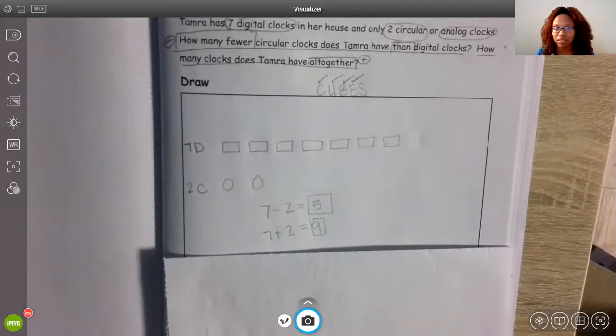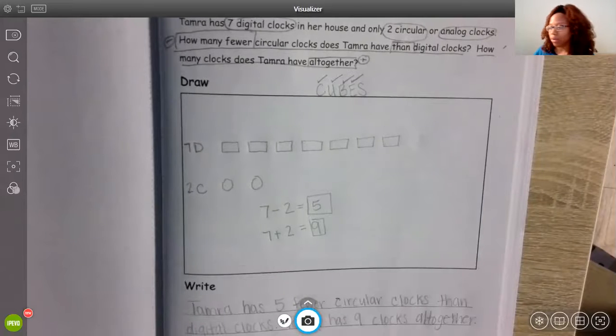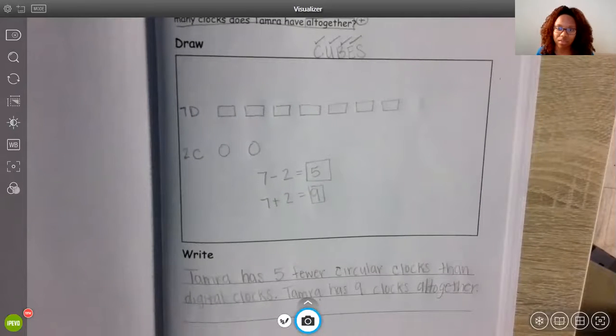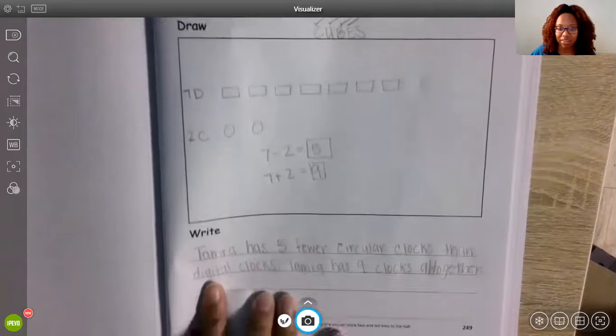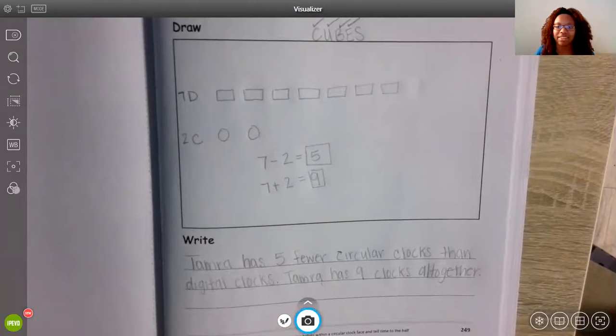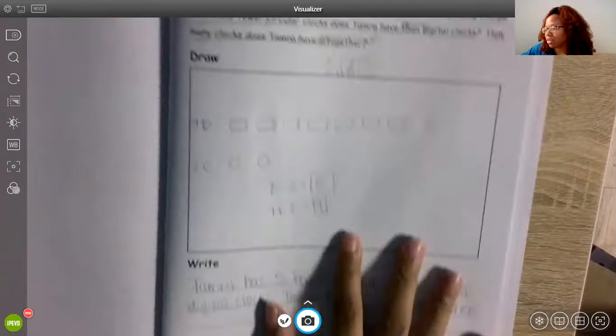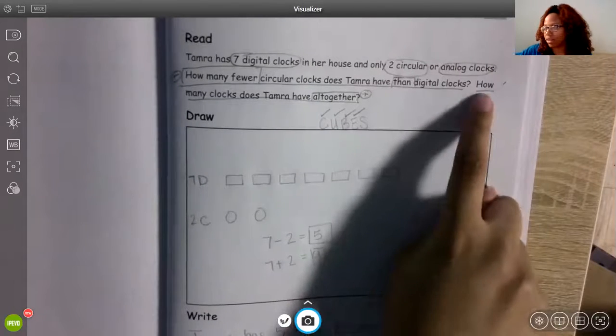And now you have to have 2 sentences, or 2 statements, that answer both of your questions. What did you write? Okay, those sound like some nice sentences. For mine, I wrote, Tamara has 5 fewer circular clocks than digital clocks. That answered my first question up here. For my second sentence, I wrote, Tamara has 9 clocks all together. And that helps answer my second question up here.